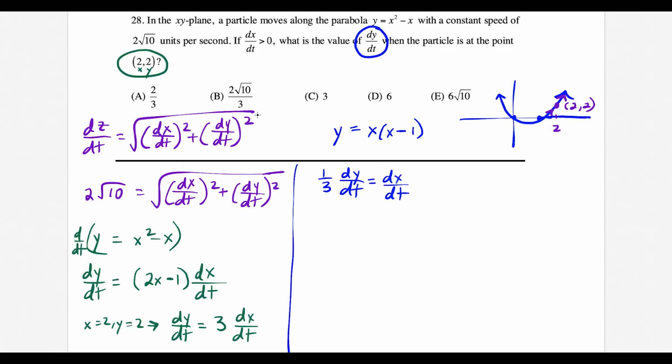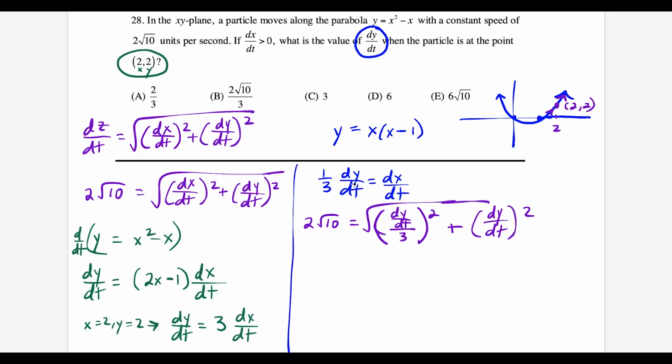So now we're going to substitute into the equation in purple. We're going to have 2 radical 10 equals the square root of dx/dt, which we're replacing with 1/3 dy/dt, which I could call dy/dt divided by 3. So this whole thing is in parentheses being squared, and then we're going to have plus dy/dt squared right next to it. So once again, we just made a substitution. 1/3 dy/dt is the same thing as dy/dt over 3. So this becomes 2 radical 10 equals the square root of dy/dt squared over 3 squared, which is 9, plus dy/dt squared right next to it.